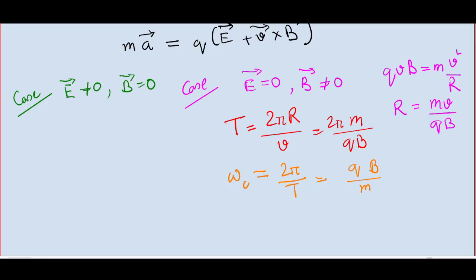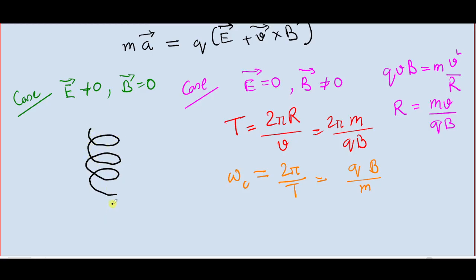Now, this means that for a general initial velocity, which has both a component perpendicular to the magnetic field and one parallel to the magnetic field, the motion will be composed of two pieces. There will be a circular motion perpendicular to the magnetic field, but also a uniform motion along the magnetic field, and so the particle will really move in a helical path.